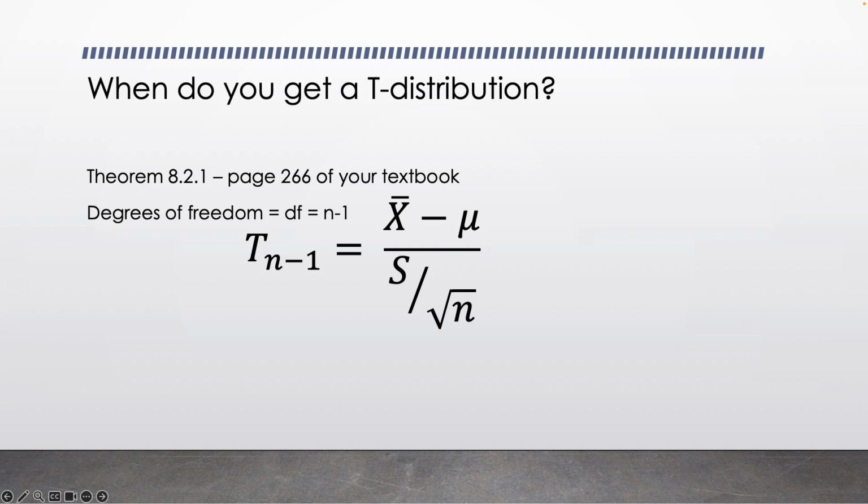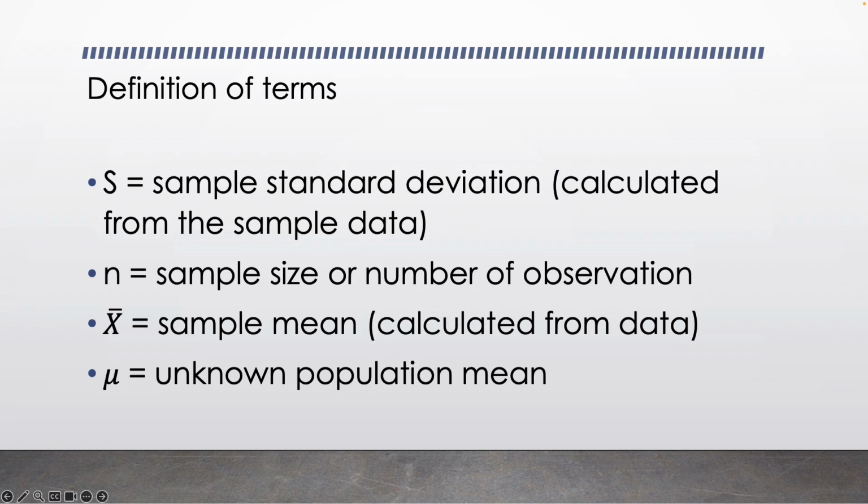The t-distribution is given by this quantity: the sample average minus the population mean, divided by the sample standard deviation over the square root of n. So that we can recollect and define all the terms, each of these terms is defined here. S is the sample standard deviation, n is the sample size, X bar is the sample mean, calculated from the data you collect, and the Greek letter mu is the unknown population mean.